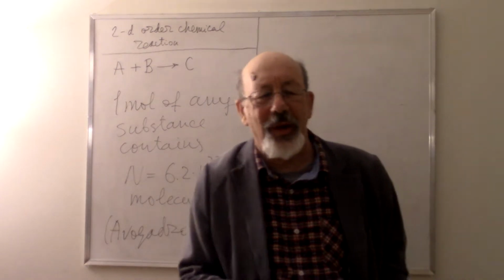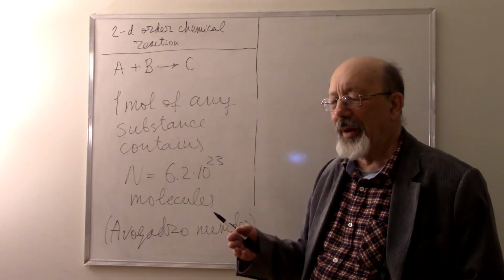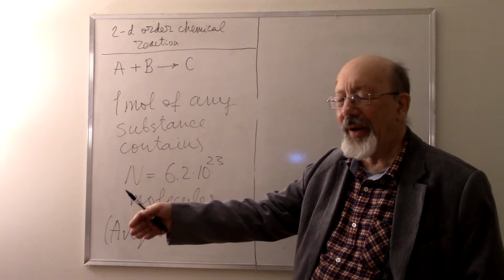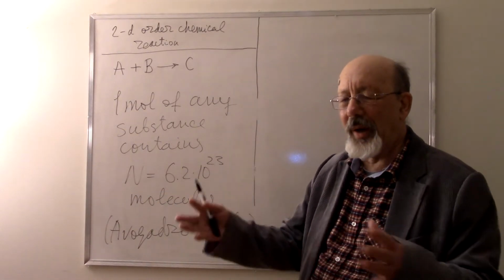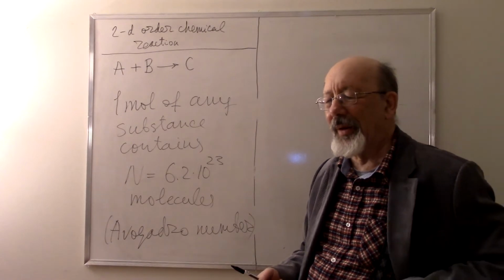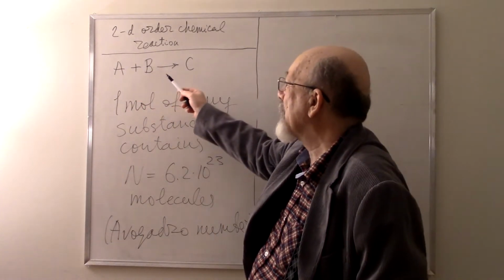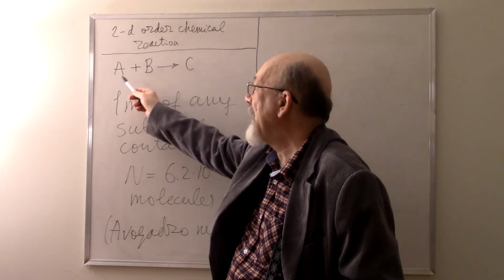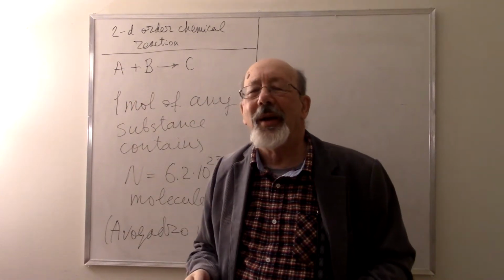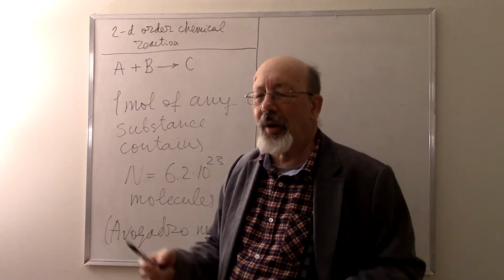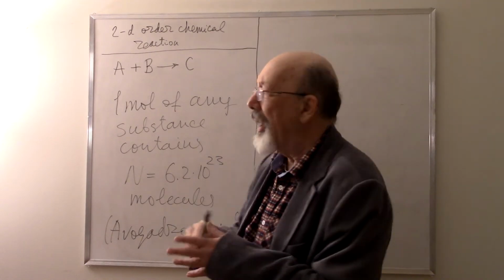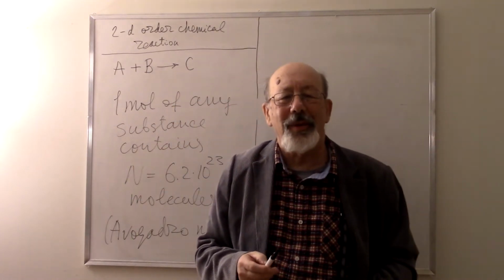It is clear from the definition that if the molecules become heavier, then the mass of these molecules grows proportionally. So the number of molecules is the same. And in this reaction, suppose we have 1 mole of A and 1 mole of B. So the number of molecules of A and the number of molecules of B are equal. And eventually they all get into reaction, and we have 1 mole of C.